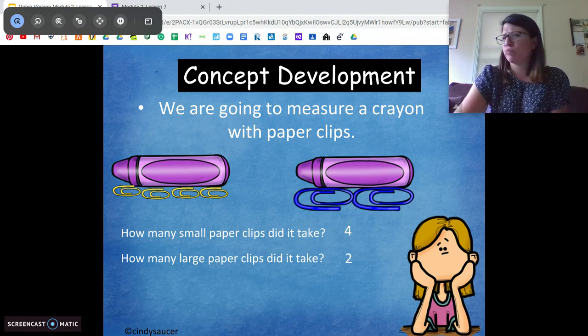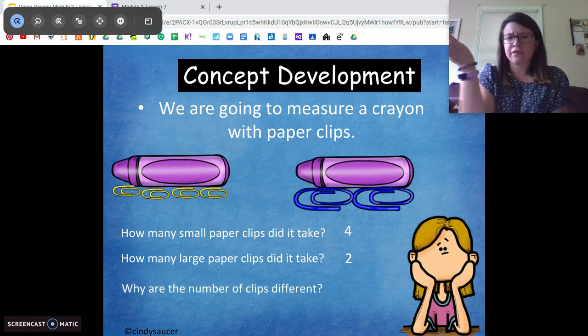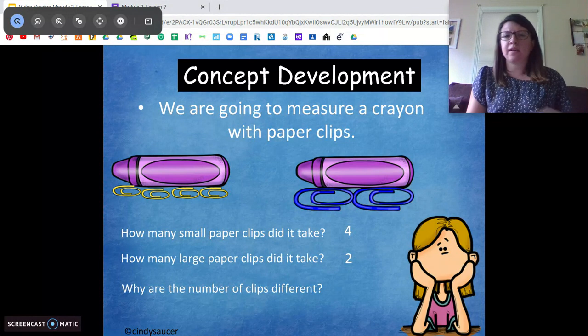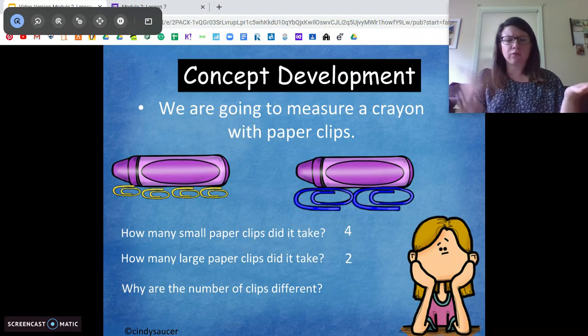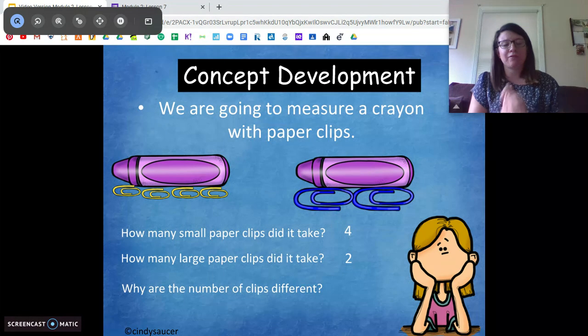2. Wait a second. We used paper clips. Why is it different? Talk to somebody at home. Why is the number of paper clips one 4 and one 2? It's the same crayon. We used paper clips. Why is one 4 and one 2? Yes, exactly. Because the paper clips are different sizes.